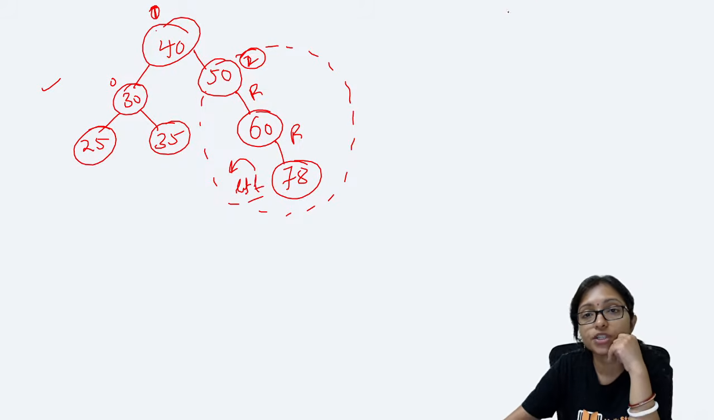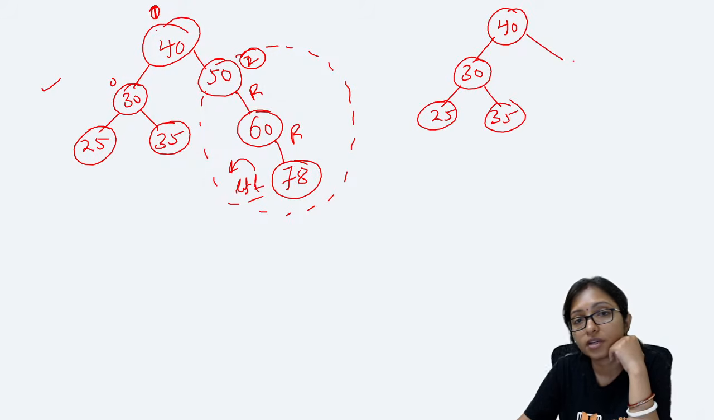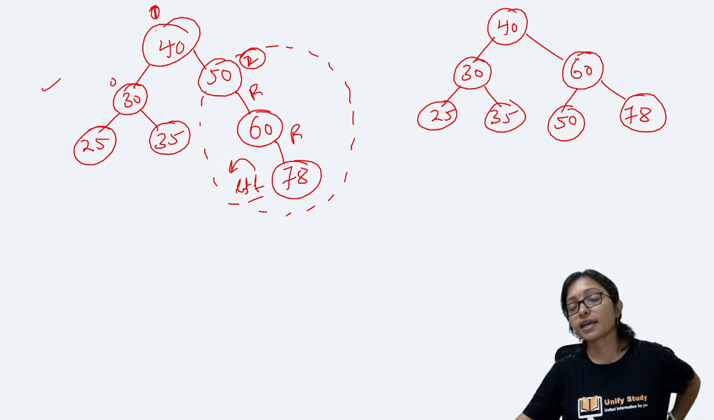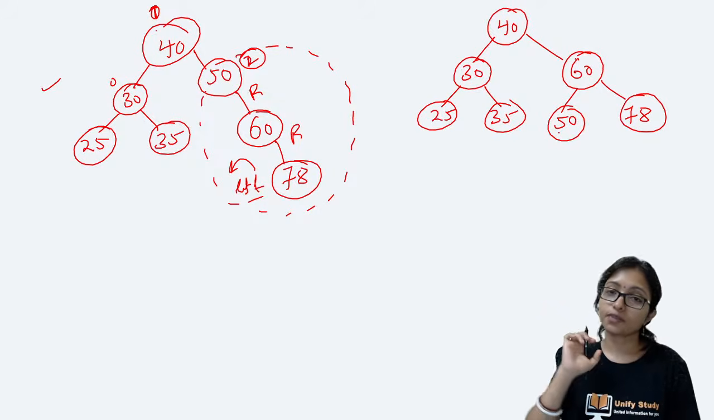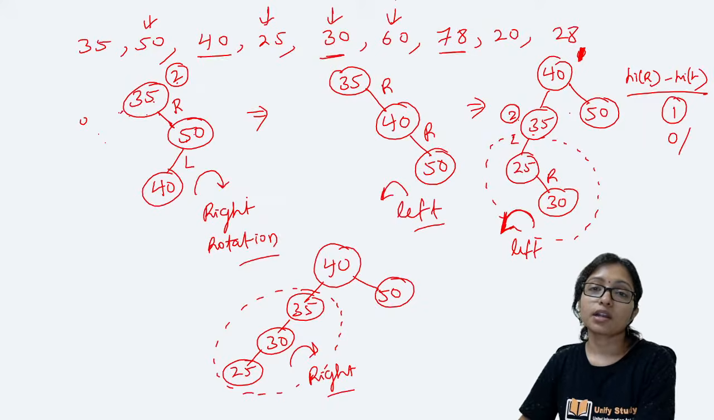When I am doing left rotation, what to do? 40 is here, 30 as it is, 25, 35. Now 60 will go up, 50 will go down, and 78 will go on this side. In this way I can solve it. Is it or not? Now it is balanced. Now there is no problem. So I did here a left rotation. Now 78 is done.